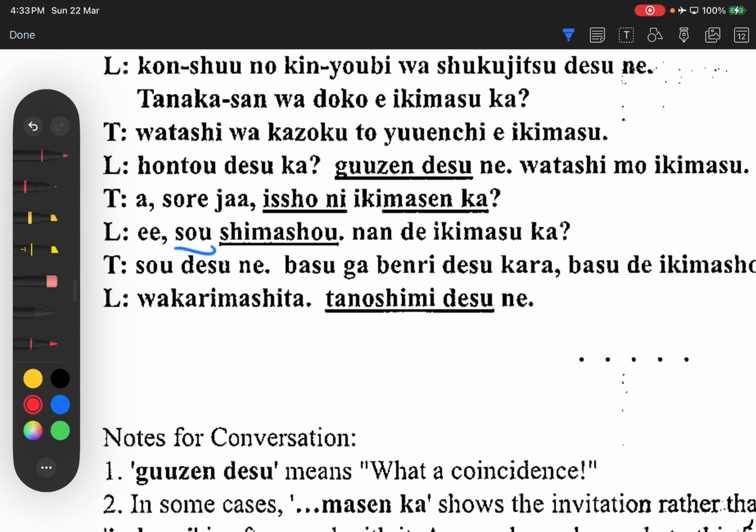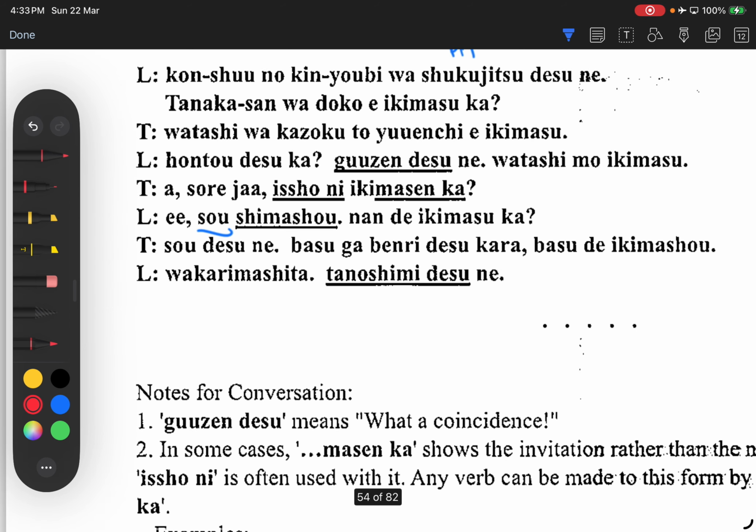Nande ikimasu ka? Why you go? Or rather, since we learned nande in this lesson, how you go. By what do you go? So he replies, sou desu ne. Sou desu ne is like, yeah, about that. It's just agreeing to that question. It's like, I never thought about that question before. It's a filler to say that I have never thought of that question before.